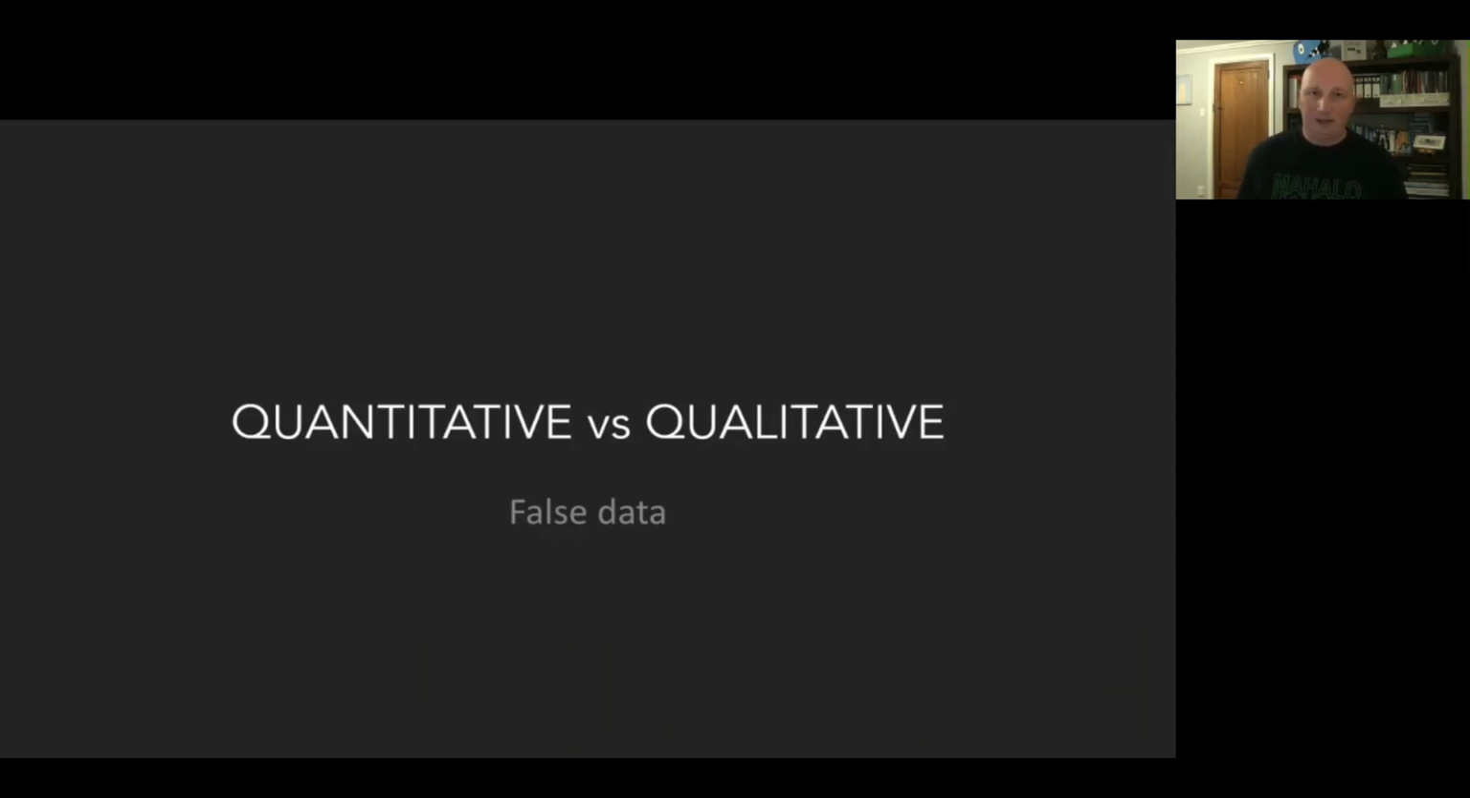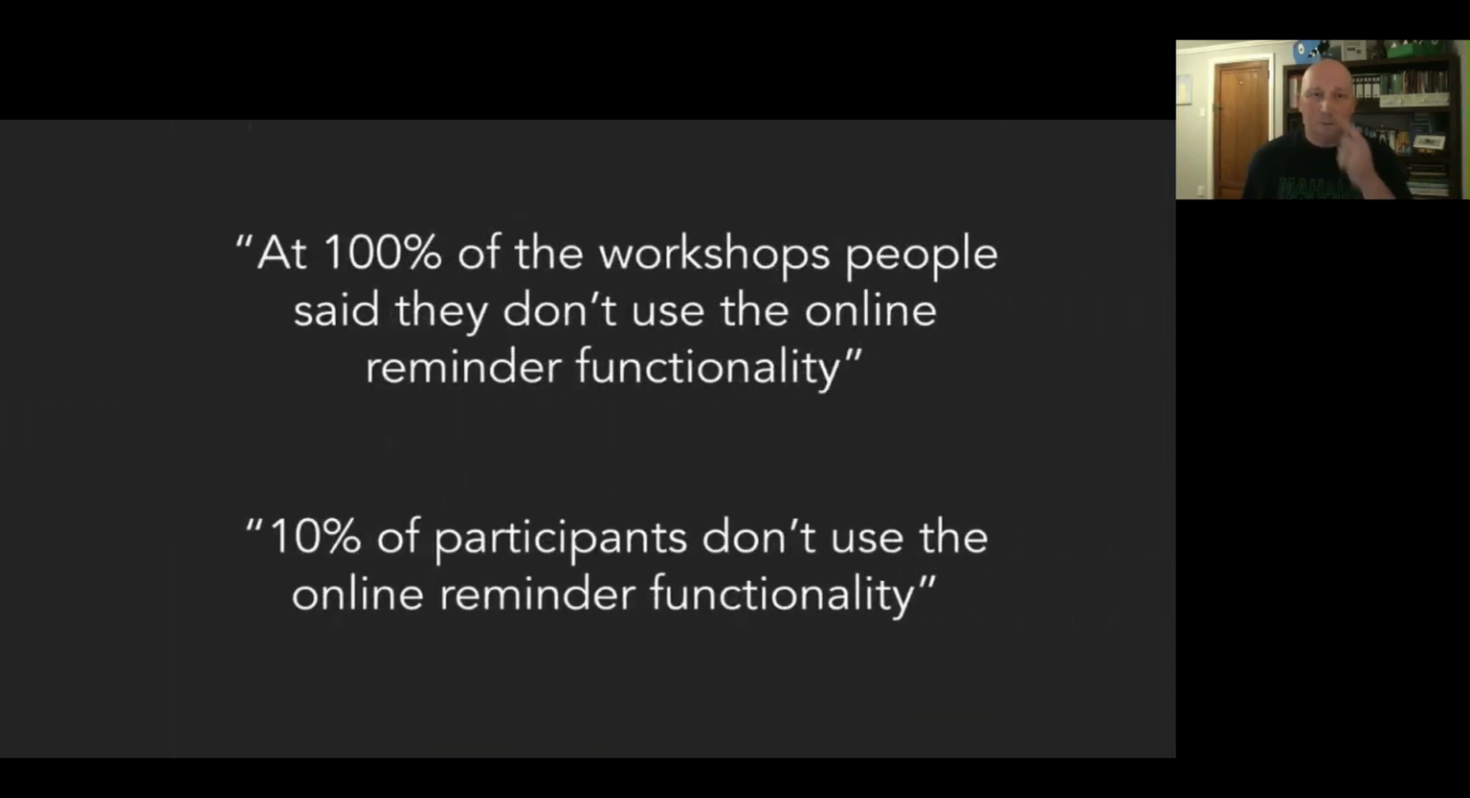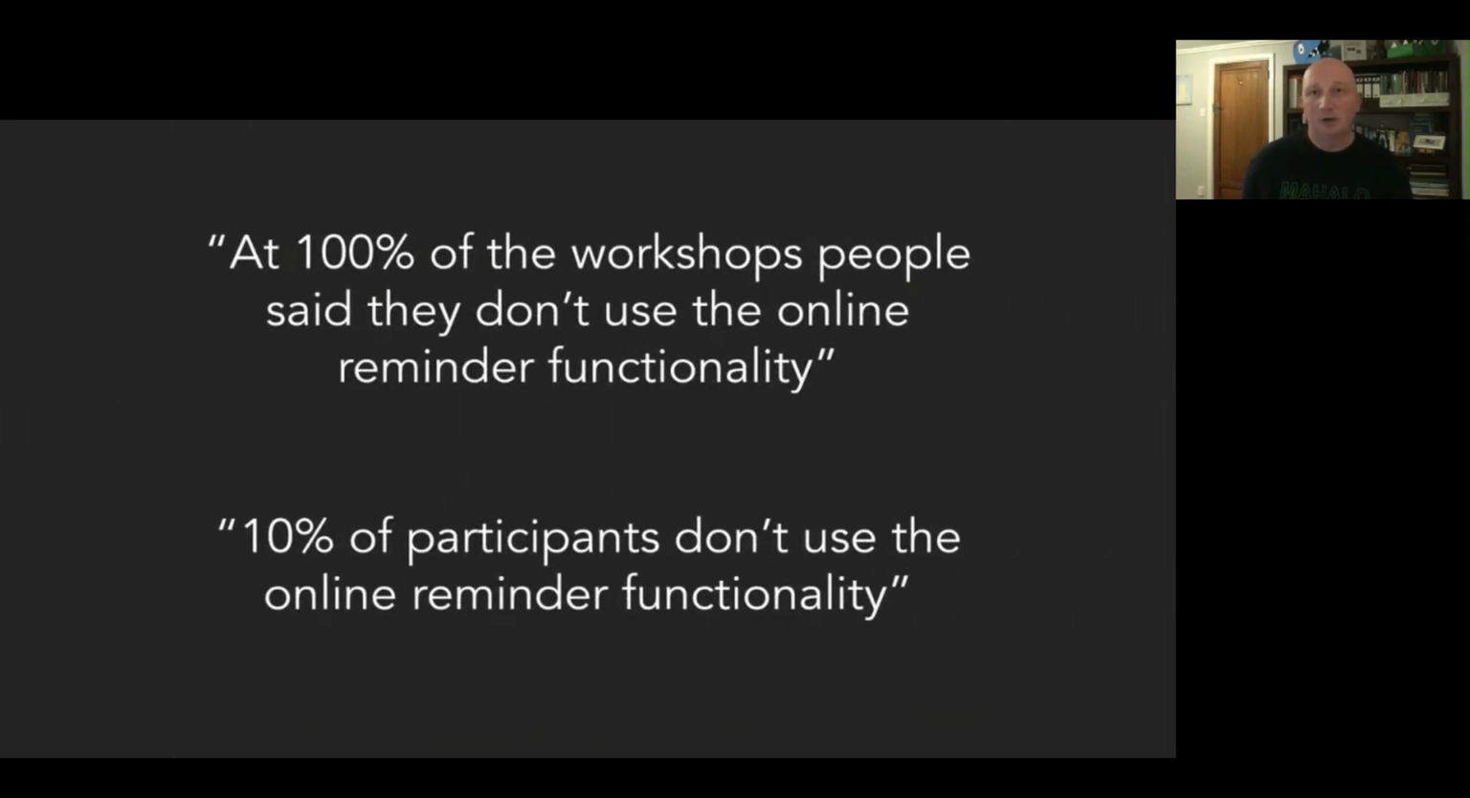But then again, we didn't ask everybody. So imagine if we did ask everybody. If there were 10 people in each session, and we only went around the room and only one person said it, these 2 statements could both be true. In 3 workshops, at 100% of the workshops, people said they don't use the online reminder functionality. But when you ask them individually, only 10% of participants don't use it, and 90% do. As you can see, the top one often seems to have overinflated value. So make sure that your qualitative data doesn't create false metrics.